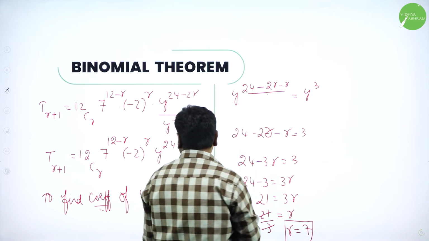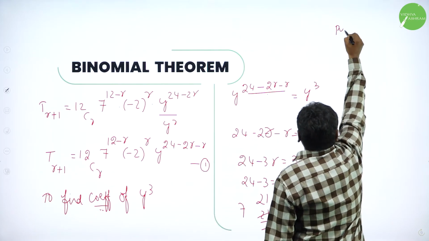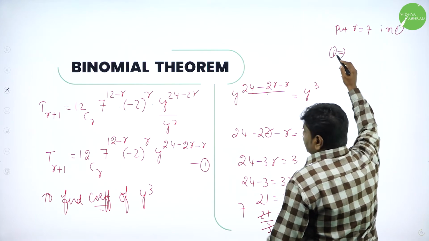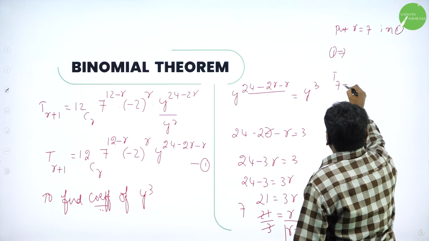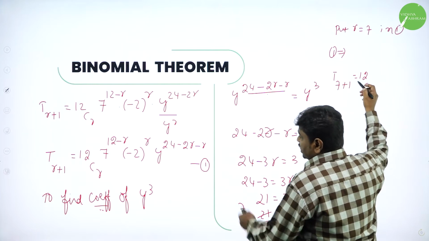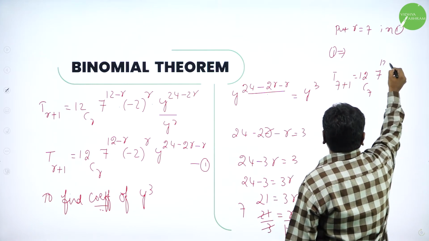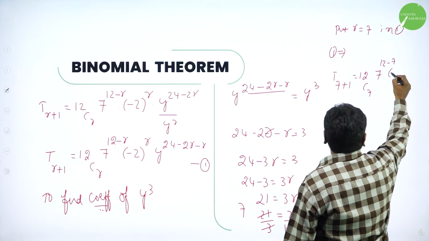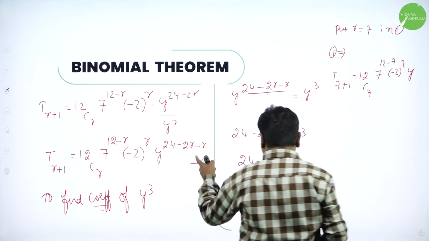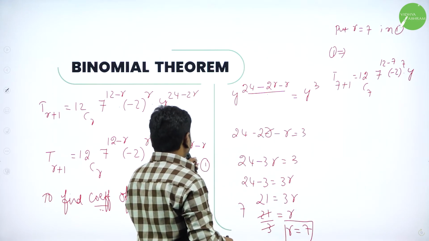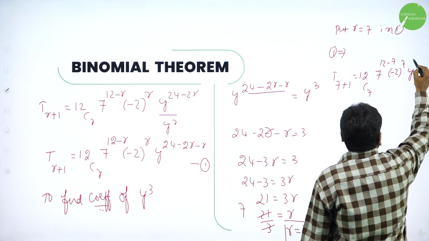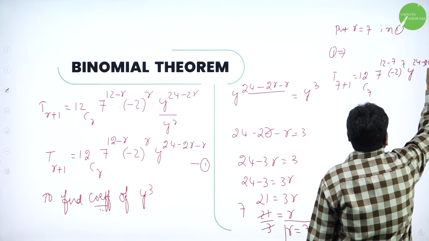Now put the r value in equation 1. Put r value is equal to 7 in 1. So then 1 implies, what is equation 1? T r plus 1, T 7 plus 1, is equal to 12Cr, 12C7 and x, that is 7 power 12 minus 7, into minus 2 power 7 into y power. If you simplify, 24 minus 2 7s are 14 minus 7. Okay, simplify this. I can write 24 minus 3r directly, 3 times 7. So it will be y cube.